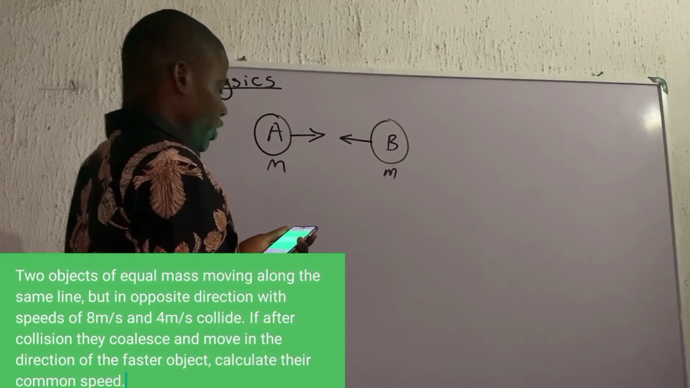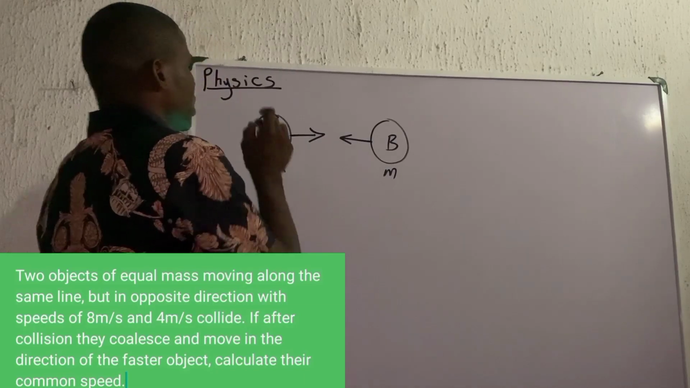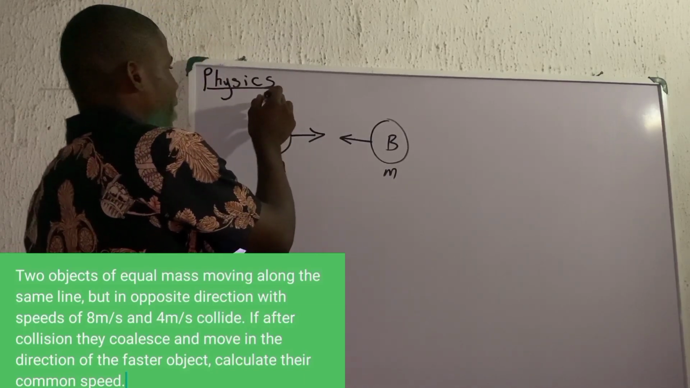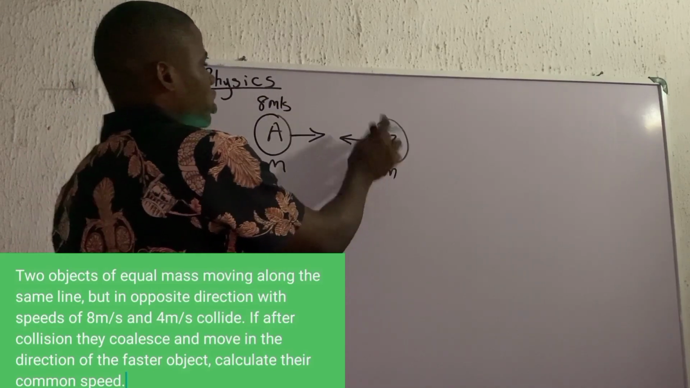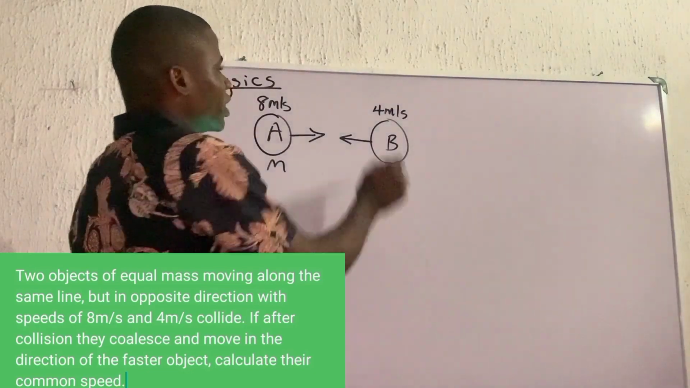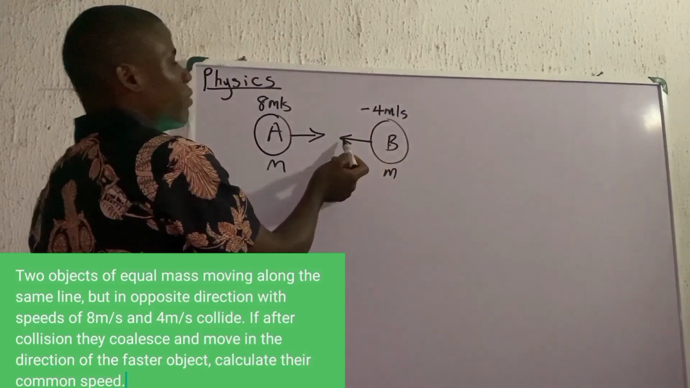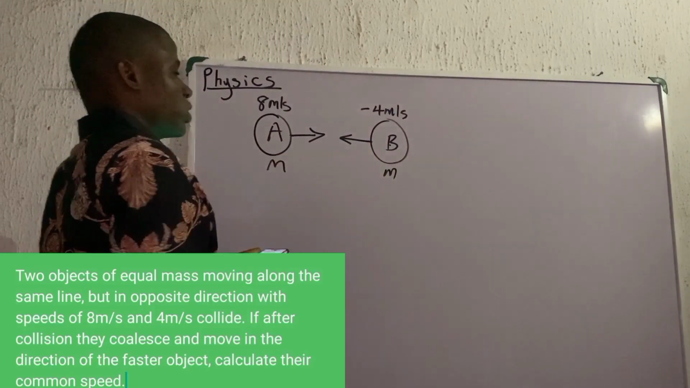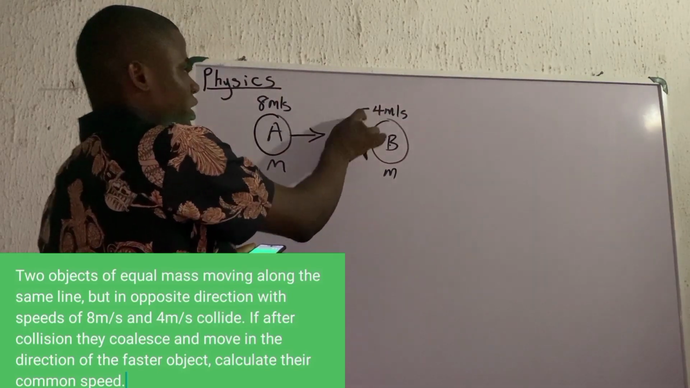So they say that one of them is moving with a velocity of 8 meters per second. Now let's assume that this mass A is the one moving with 8 meters per second, and this one is the one moving with 4 meters per second. But now we have to add a negative sign here, indicating that mass B is in opposite direction to mass A. I hope it makes sense. This minus entails direction.